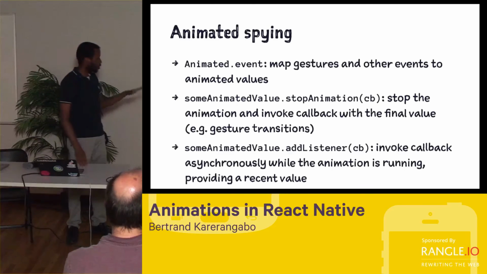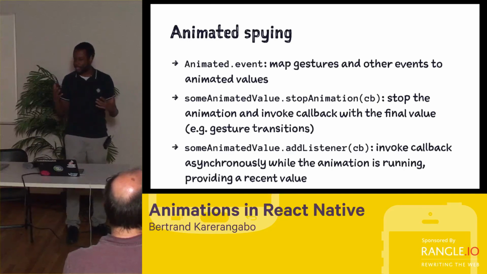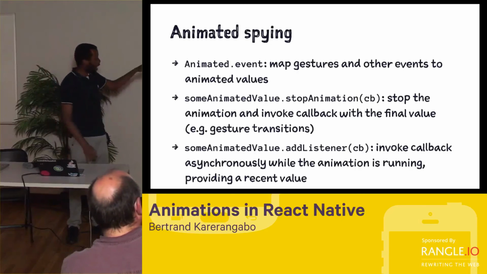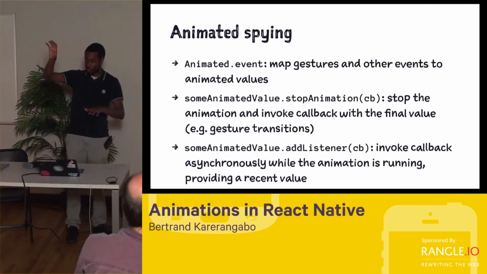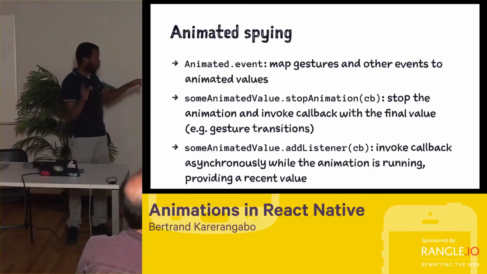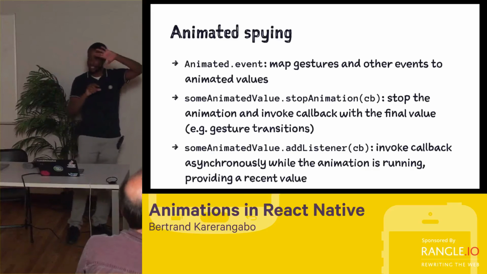There's a few things that Animated gives you. There's Animated.event. Any gesture in the React ecosystem has a certain shape. Like if you've ever looked at a touch, it has an X, it has a Y, it has a direction, it has all these other properties. What Animated.event allows you to do is map those touch values to events that Animated can use as an XY value, for example. So those bounded values that it uses.